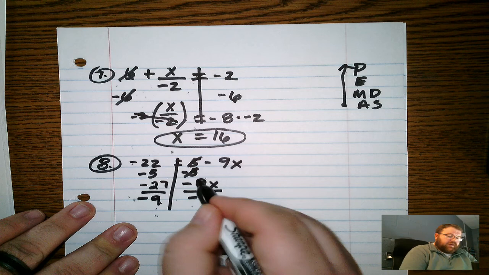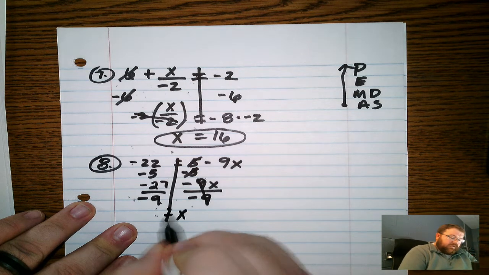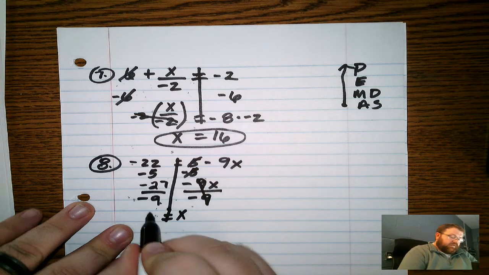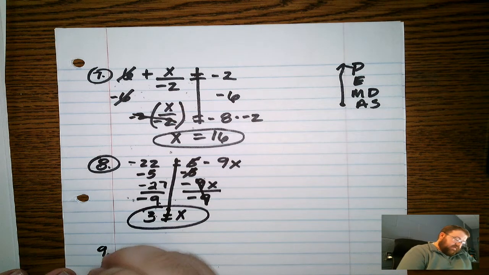Negative 9 divided by negative 9 is 1. The way we write 1x is simply x equals negative 27 divided by negative 9. Same sign, so it's positive 3. Number 9.